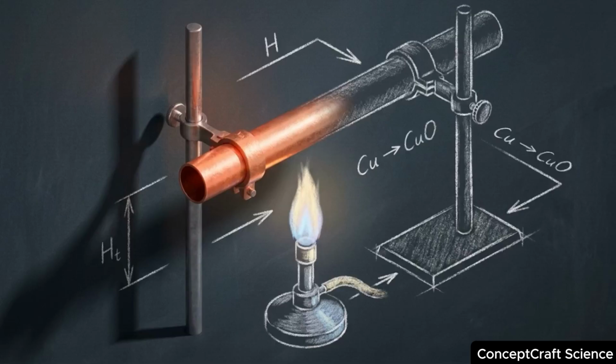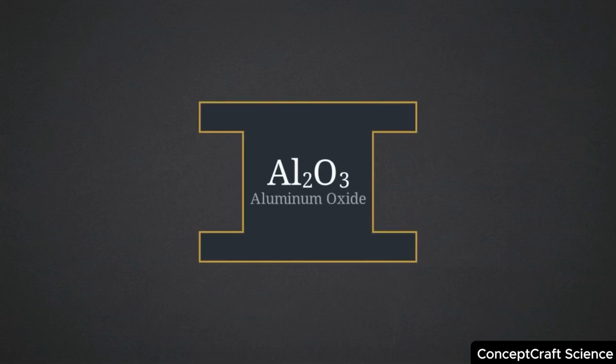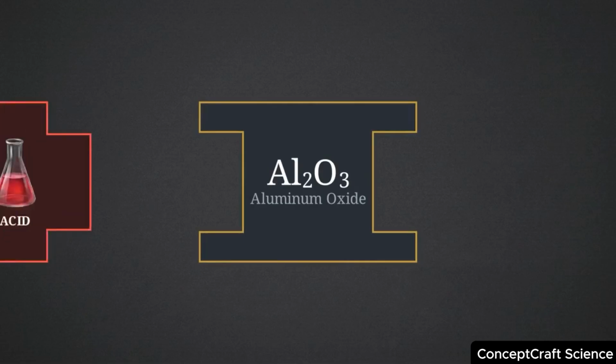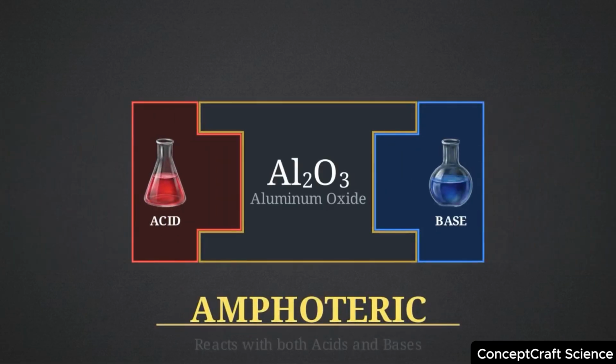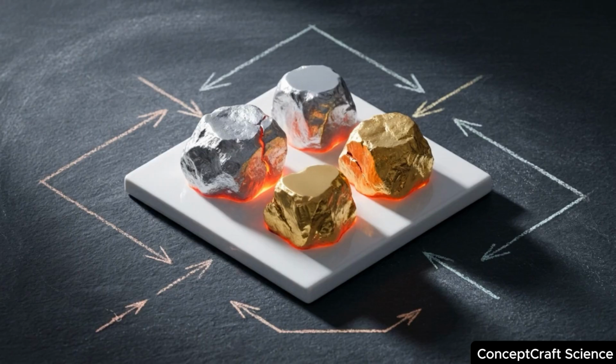Copper is more stubborn. It refuses to burn at all. When heated, it simply coats itself in a dull black layer of copper-2 oxide. These oxides also reveal a distinction in chemical character. While most metal oxides are basic, aluminum and zinc produce oxides that can react with both acids and bases. This dual behavior is known as being amphoteric. Finally, we have silver and gold. Even at extreme temperatures, these metals refuse to react with oxygen, earning them their status as noble metals.